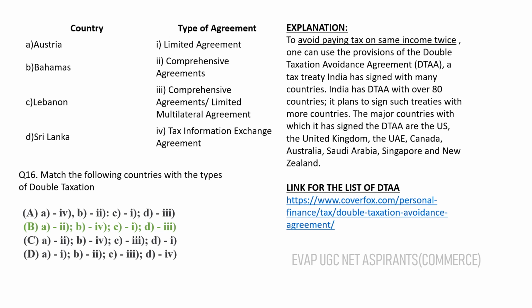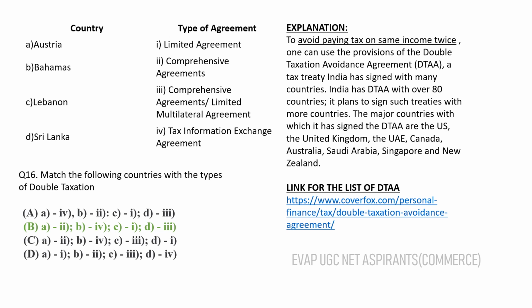So the next question is, the countries are given and the type of agreement are given, that is double taxation agreements are given. So before going on to this question, what is a double taxation agreement? To avoid paying tax on same income twice, one can use provisions of double taxation avoidance agreement. That is, a person earns income in one country but he is a resident of another country, so he need not pay tax two times. The agreement used for this is called double taxation avoidance agreement.